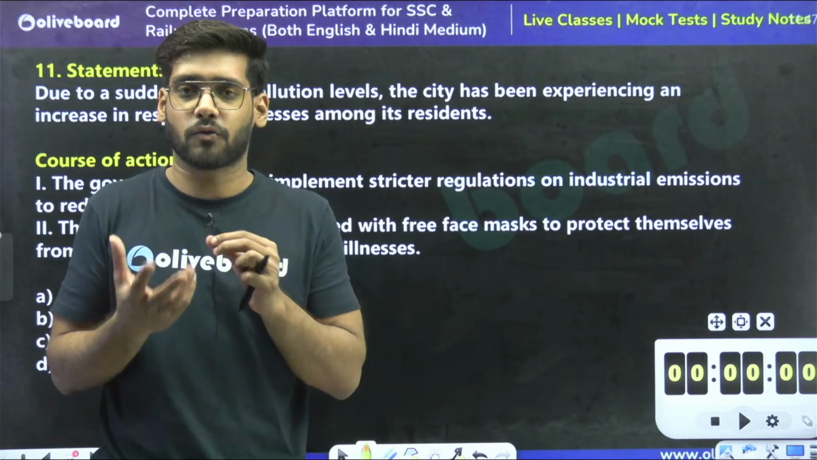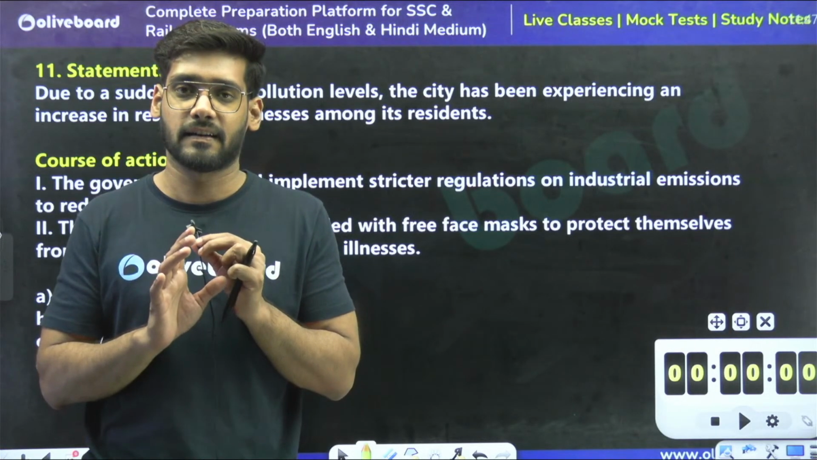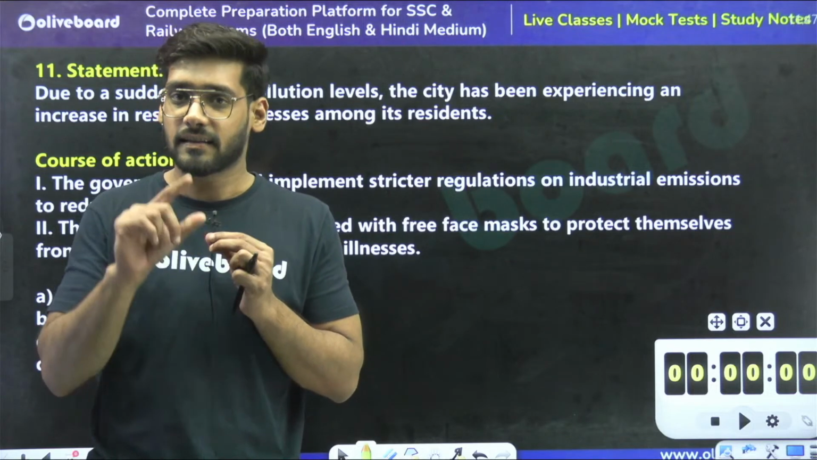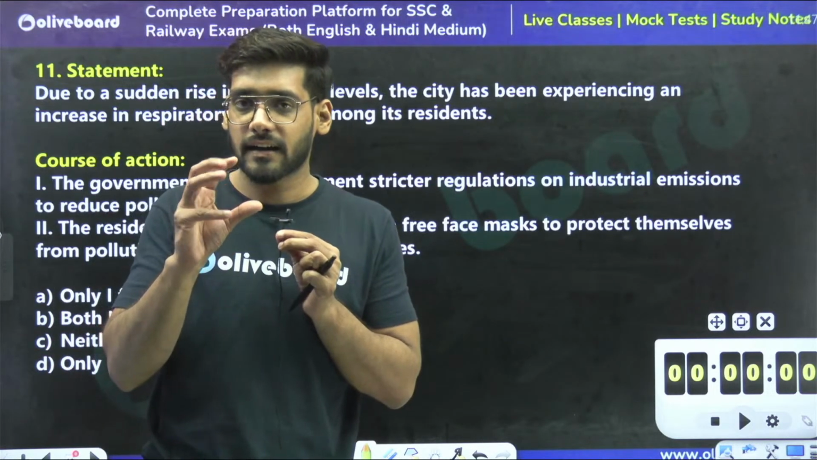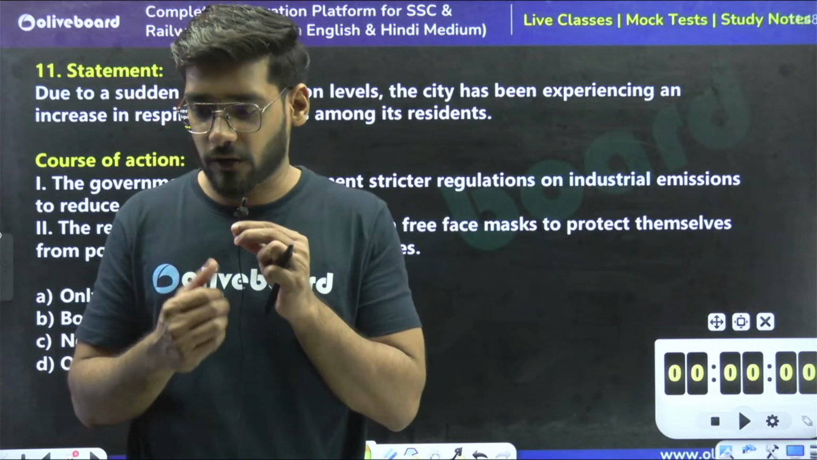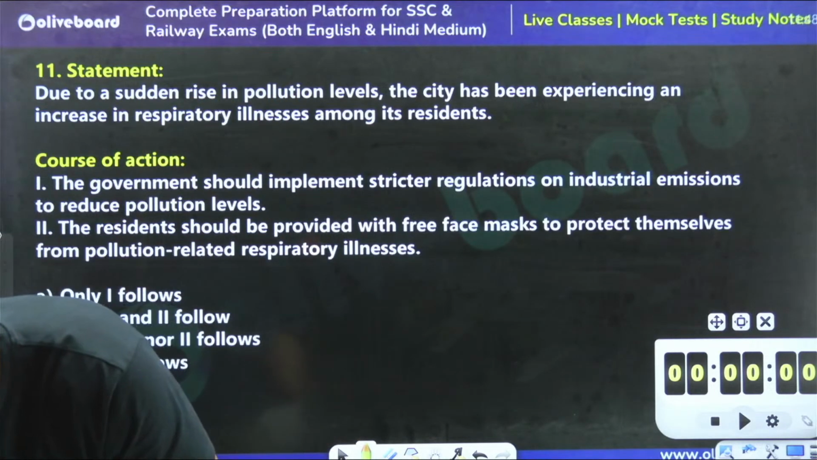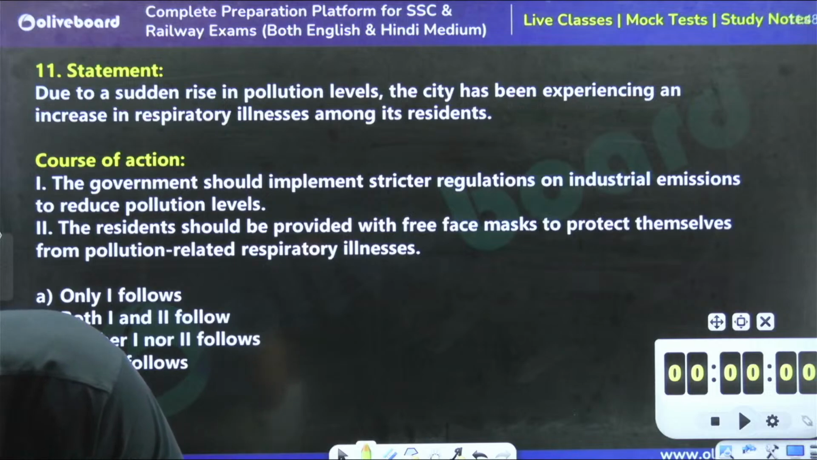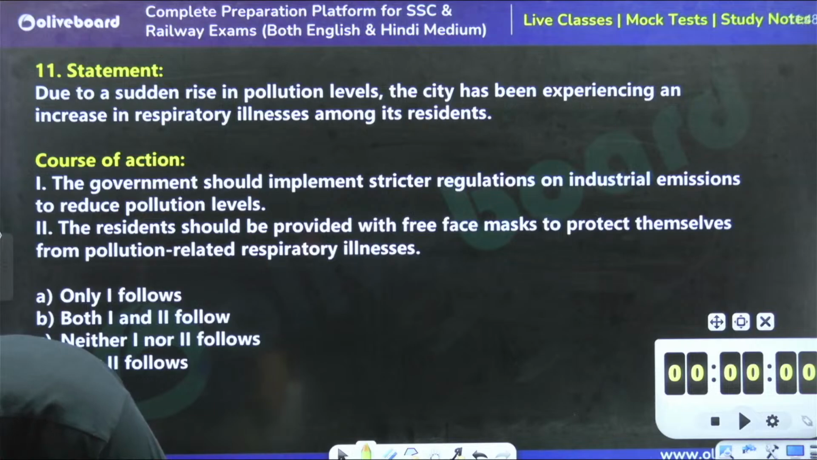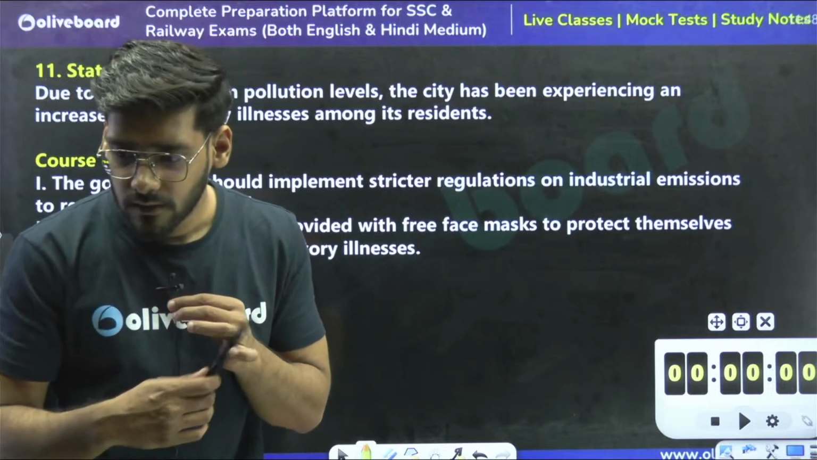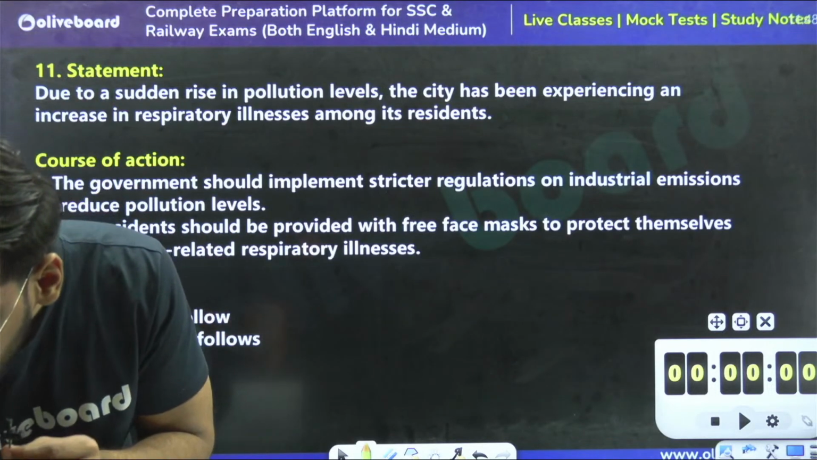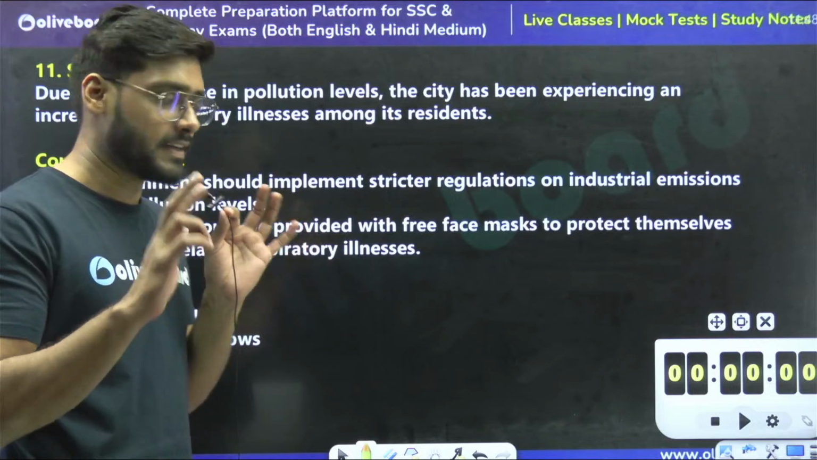What actually is course of action? Course of action needs to be taken on the immediate basis to resolve the current situation. This is what we call course of action. Are you getting the concept behind course of action or not? Yes, course of action means action on the immediate basis.